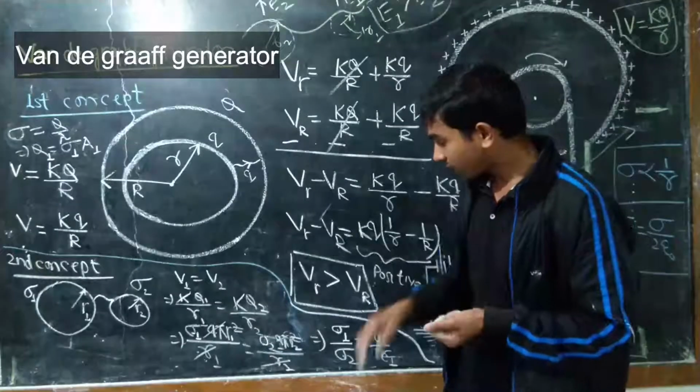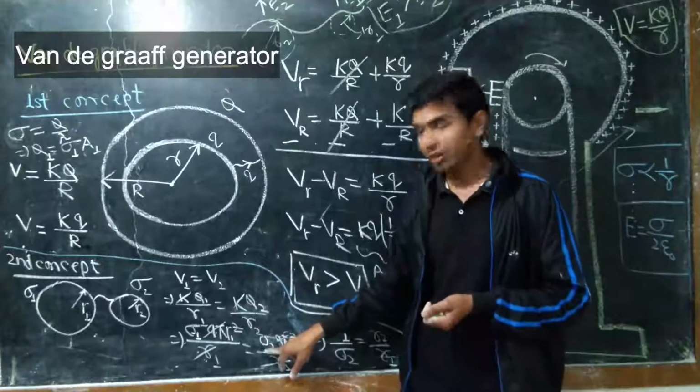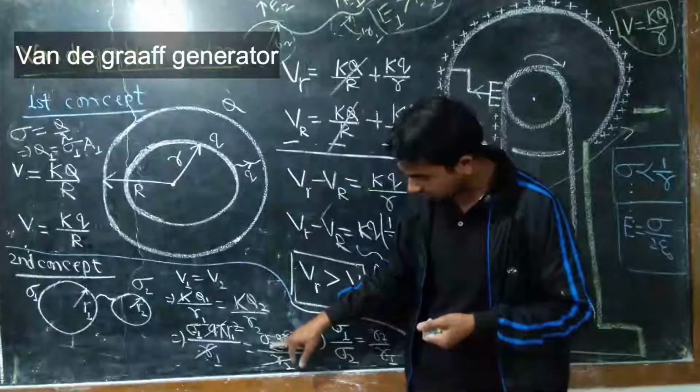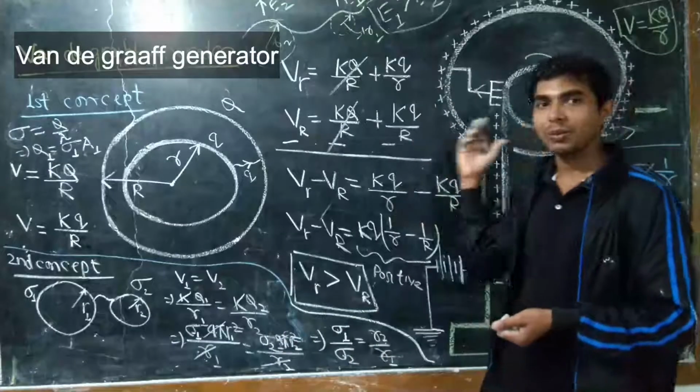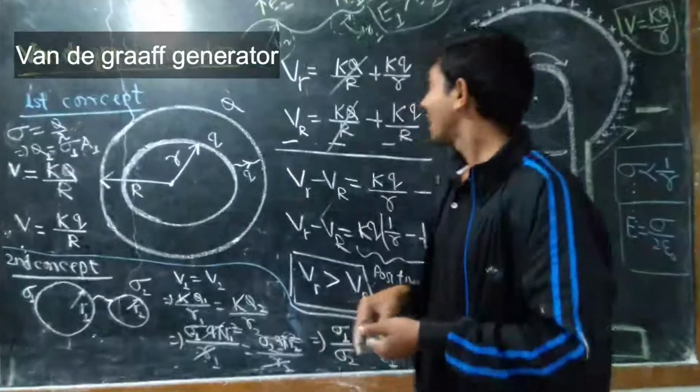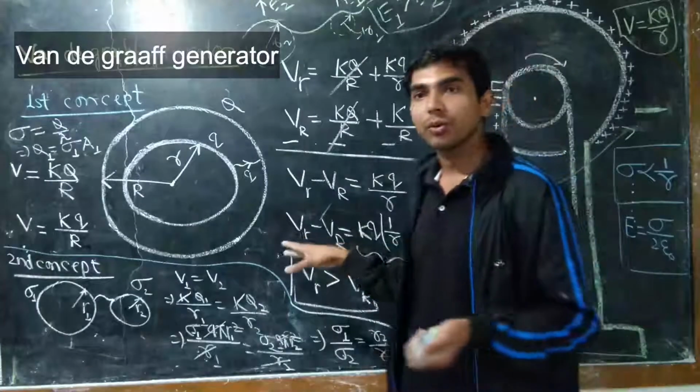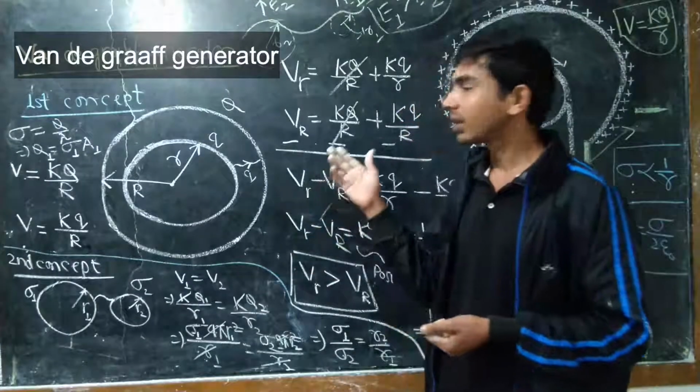Okay, so here I got the expression wrong, so you correct it. This one is sigma 2. Further you get this expression, so we are able to understand it. I hope everything is clear to you. So this is all about your Van de Graaff generator.